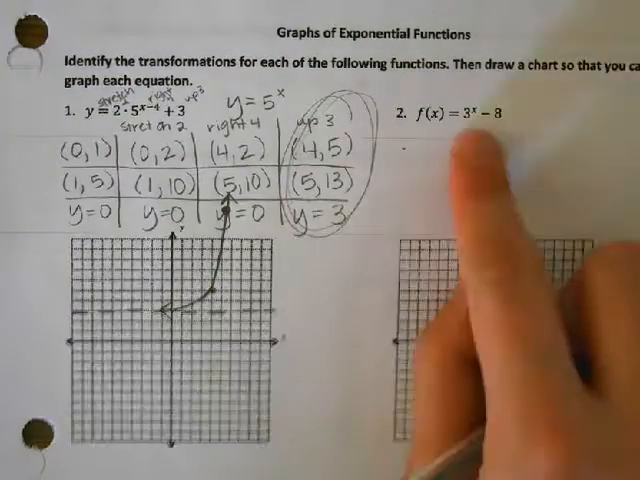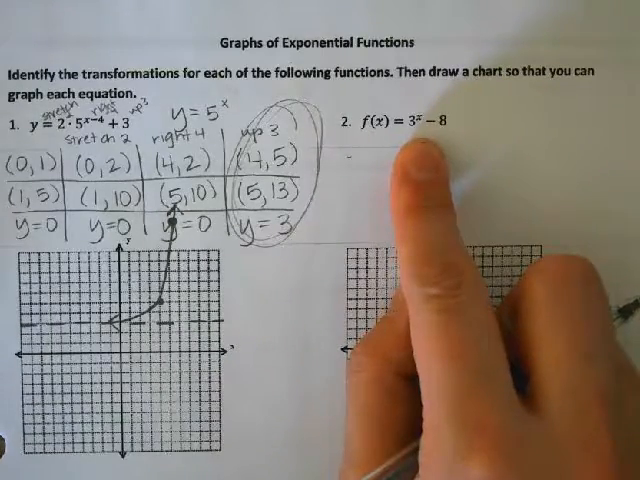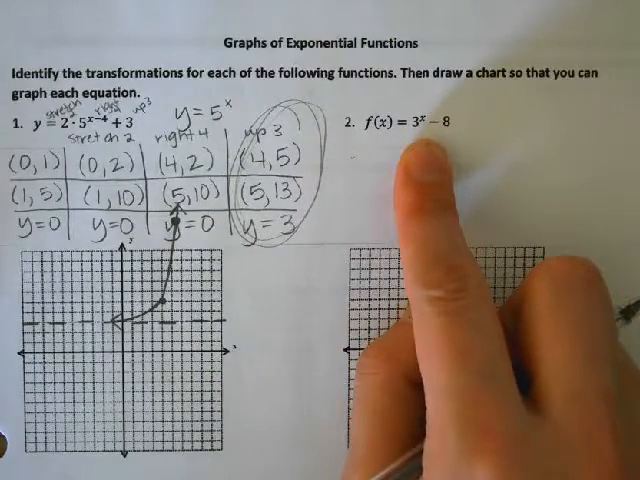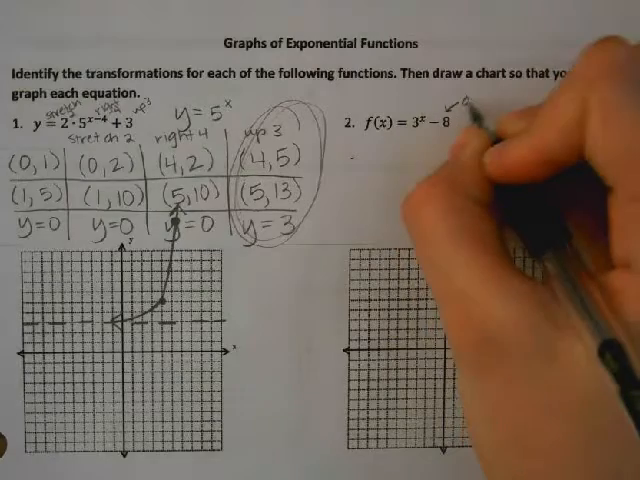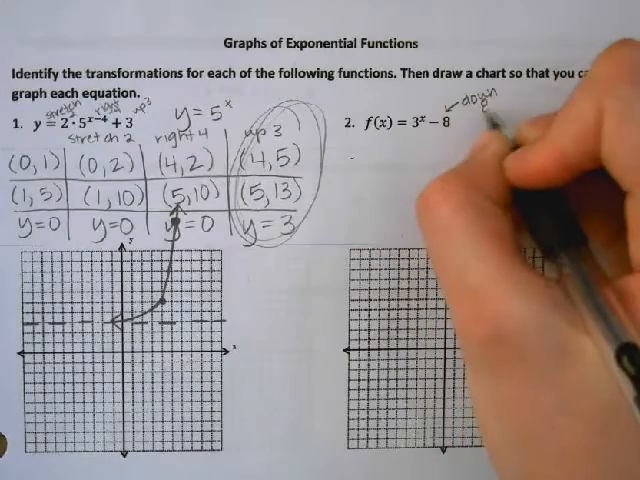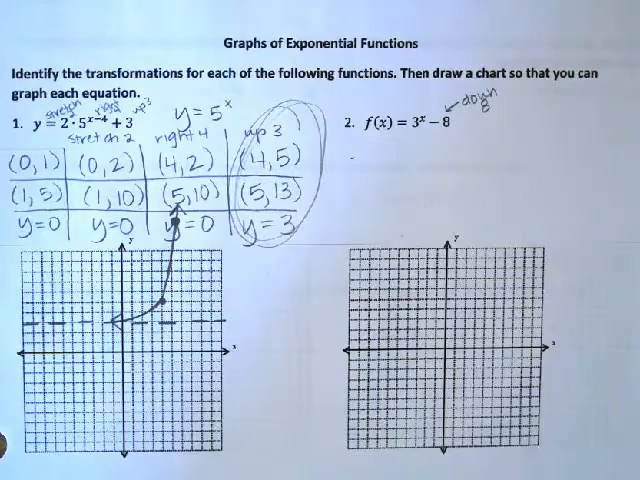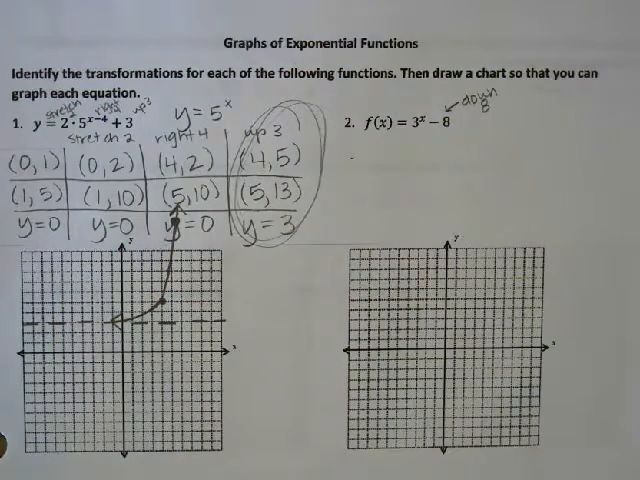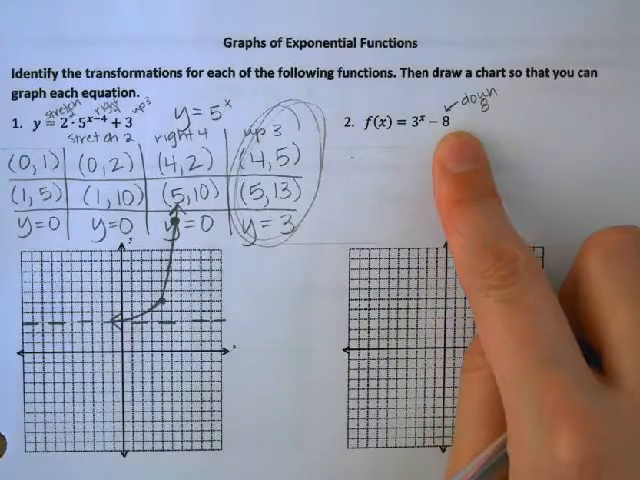Now, a lot of students get confused about number 2 because there are not very many numbers. So can somebody tell me what the transformation is? There's only one that's happening in number 2. Down 8. Yeah, that's the only transformation, down 8. How do you guys know it's down 8 and not a right or a left? It's not in the exponent. The exponent is kind of like the inside of the function. The exponent is what has left or right. And this minus 8 is on the end, and that's what makes it down instead of left or right.